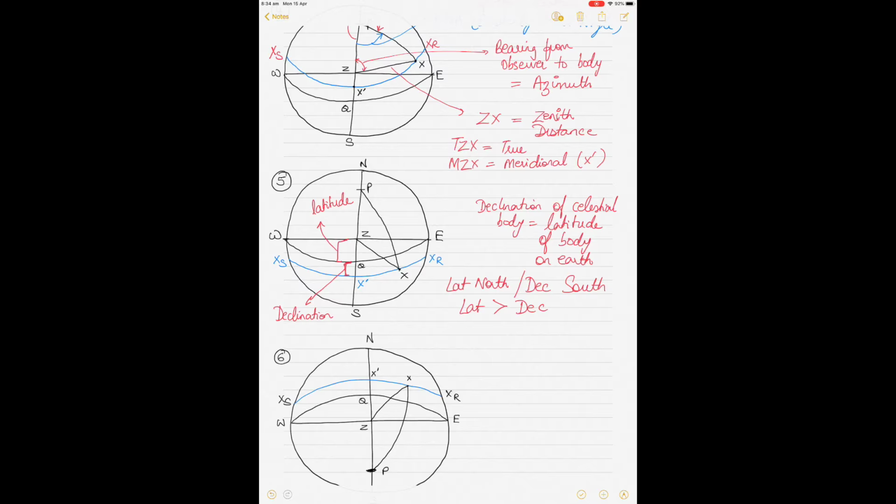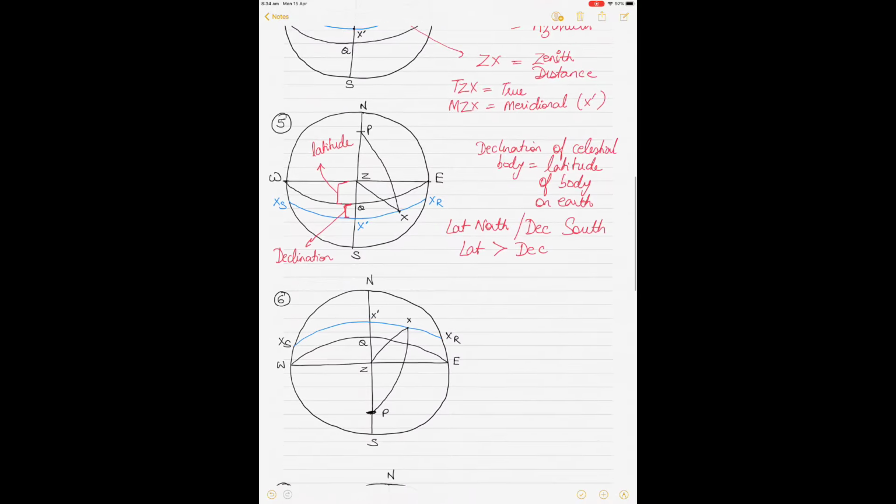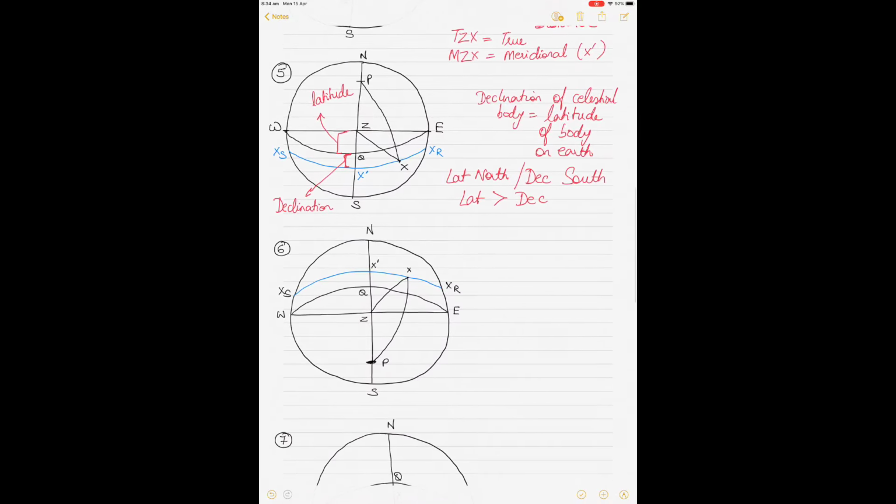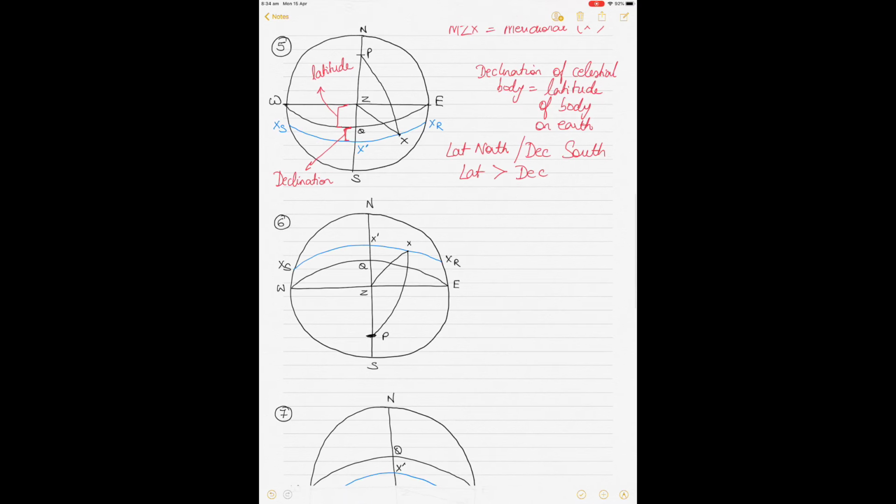QX will always denote the declination of the celestial body, ZQ will always denote the latitude of the observer, and the angle PZX is the azimuth. P is the celestial pole, projected from the earth onto the celestial sphere. Z is you, the observer, looking at yourself from the top. The X, the declination circle, pretty much marks the journey of the celestial body.